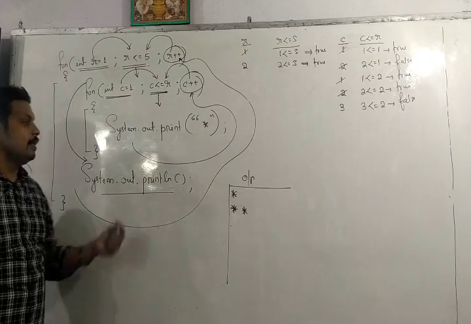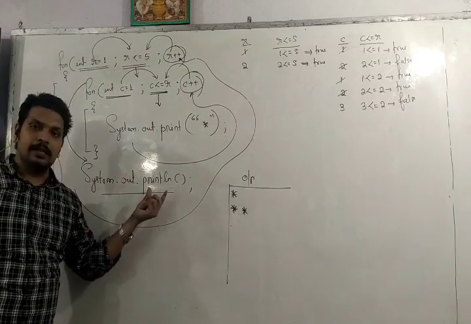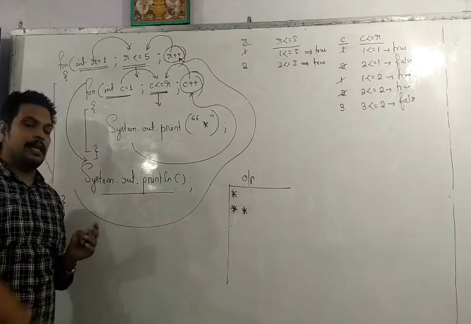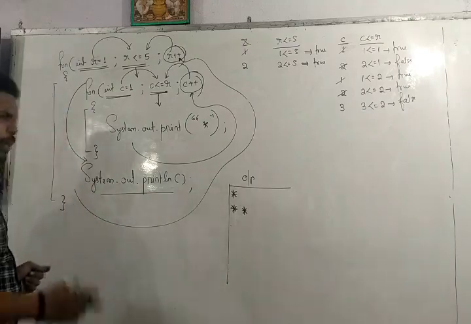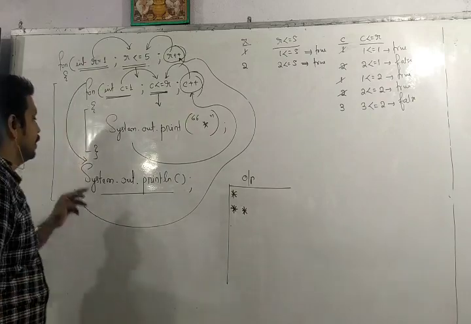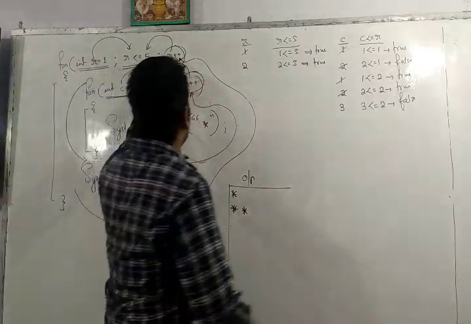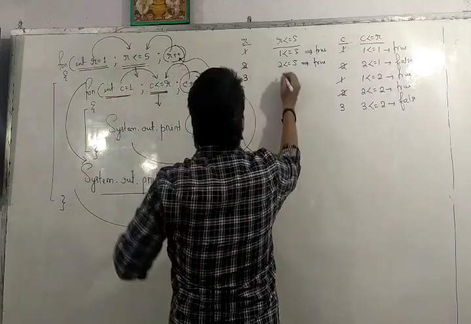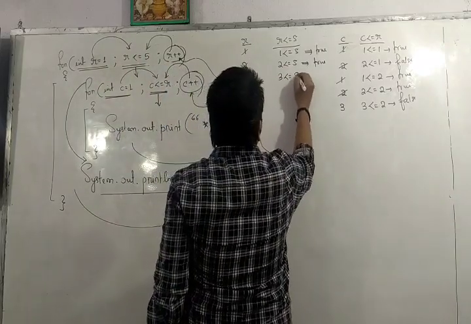ठीक है? यहाँ पे system.out.println क्या करता है? कुछ प्रिंट नहीं कर रहा है, कर्सर को नेक्स्ट लाइन में ले आ रहा है. Okay? You can say it is printing a new line. Then the control will go to the updation expression of the outer for loop, so it will become 3. So 3 is less than equal to 5.